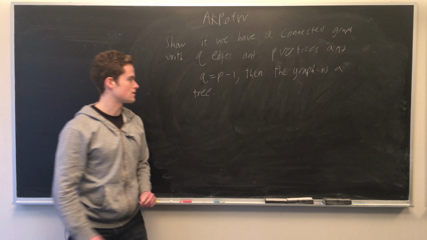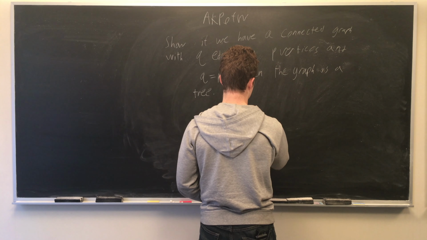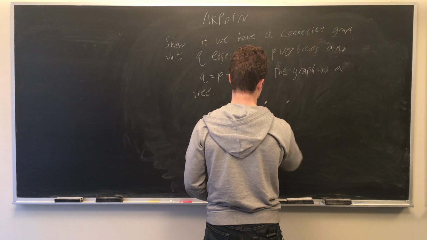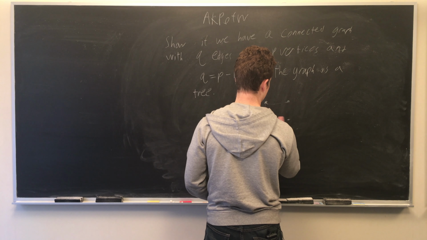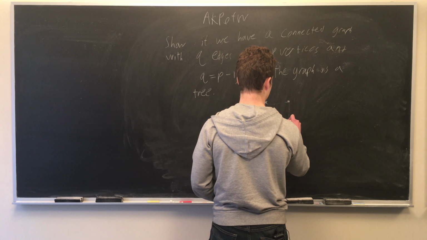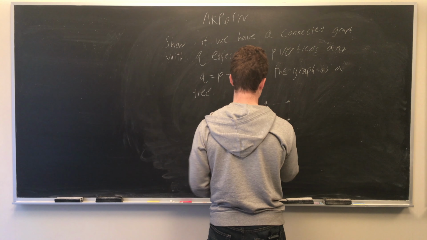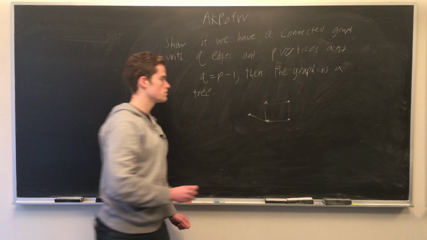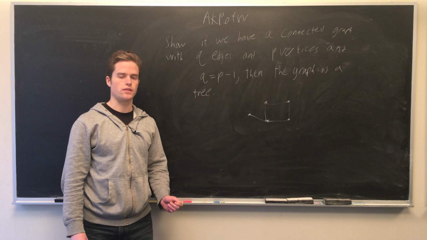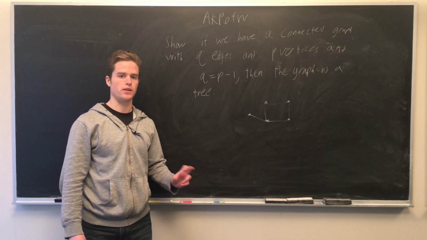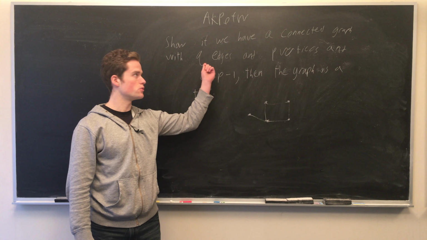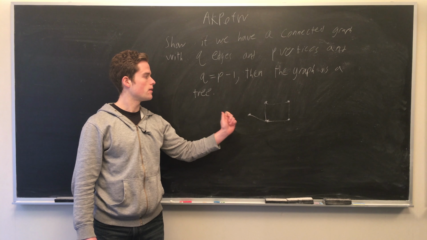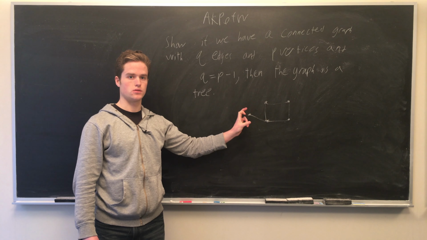So we're going to take some graph. A tree is a graph that is connected and does not contain any cycles. So there's only one path between any two vertices. So taking any graph, say it satisfies q edges, p vertices, and q equals p minus 1. And let's also assume the graph has cycles, so it's not a tree.